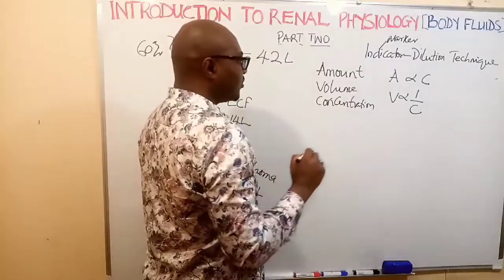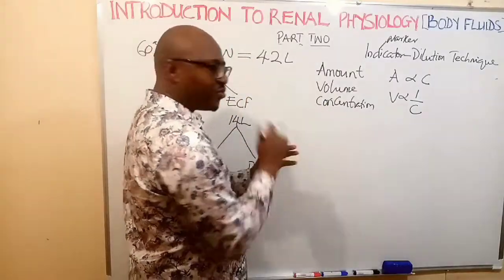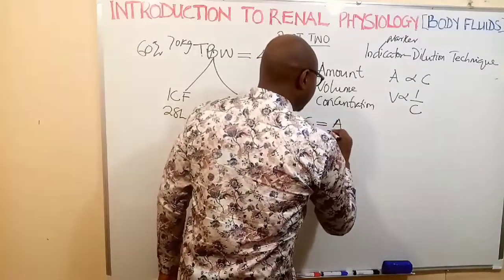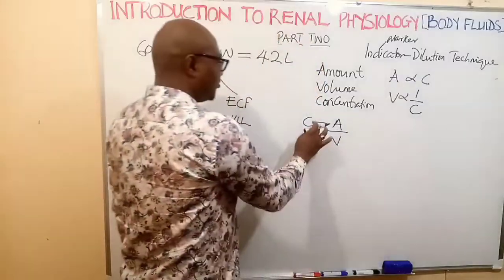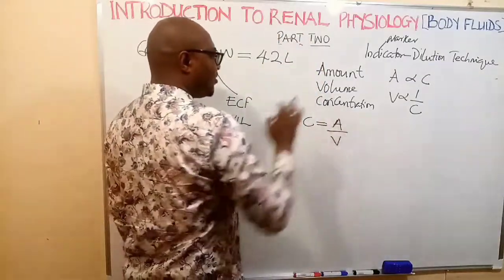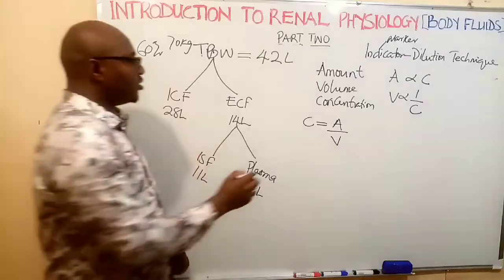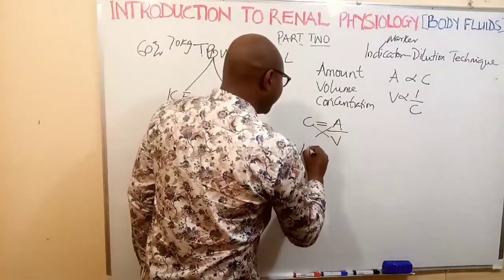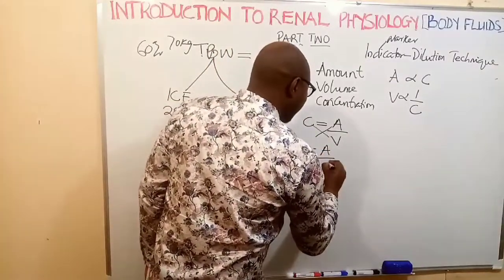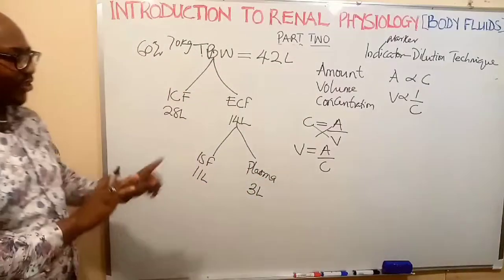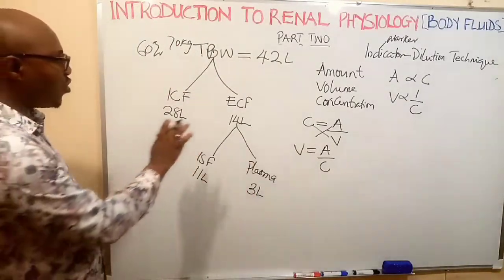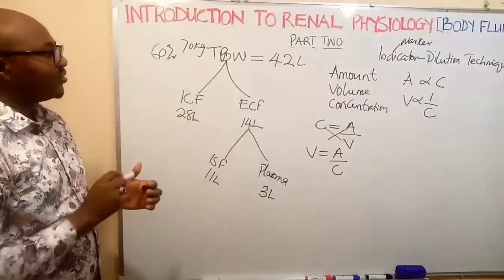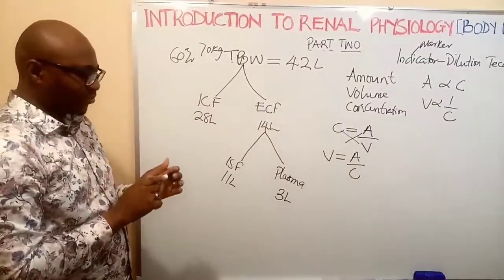So now, let's make a new equation. Concentration is equal to amount divided by volume. Inversely proportional to this, directly proportional to this. Okay, so if we cross multiply, because we're interested in volume, volume will give us amount over concentration. Okay, so this is the formula we're going to be using to know the volumes when we want to measure them. All right, so let's go back to the indicator and the markers we're talking about.